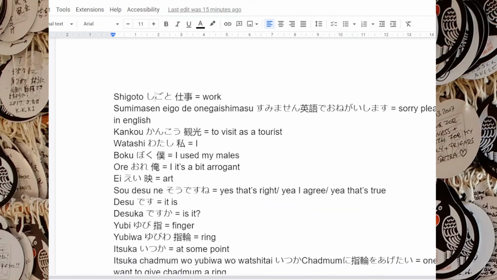And this one again would be useful if you travel to Japan. So it would be sumimasen, eigo de onegai shimasu. So that would basically be sorry, please, in English. Literal translation is sorry, English, please, kind of thing. They will understand what you mean. It was just like, oh, you don't speak Japanese, essentially.